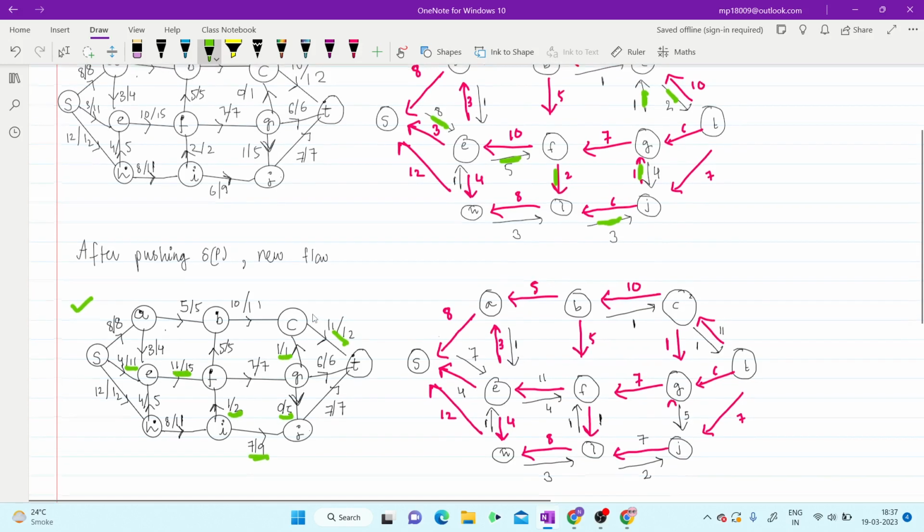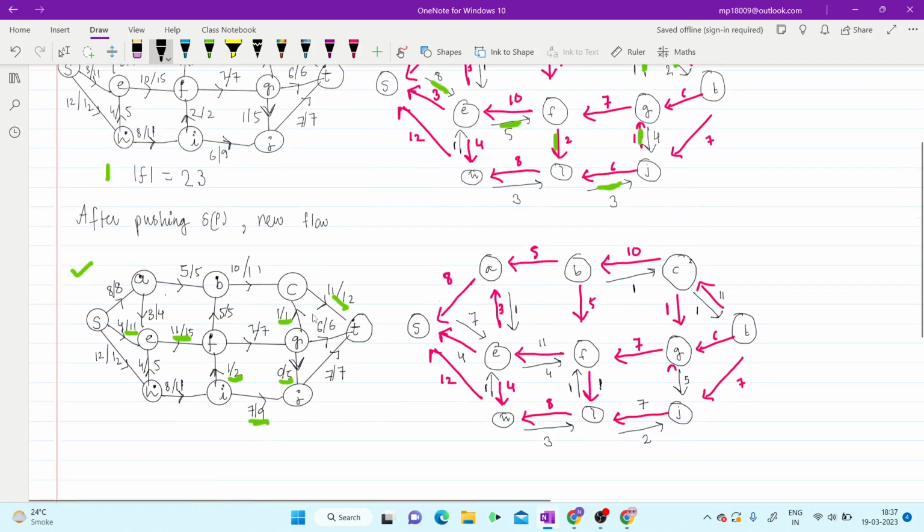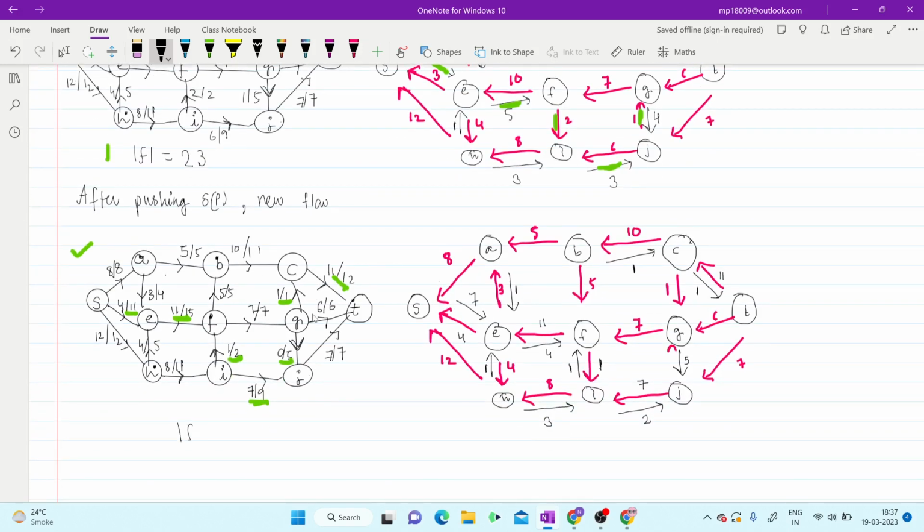And so initial flow, what was the value of initial flow? We computed this initial flow was 23. Now it becomes 24, because 8 plus 4 is 12, 8 more is 20, plus 4. And also you can see when we are constructing a new flow, the flow value always increases by the path capacity. So path capacity was 1, so 23 plus 1 is 24.